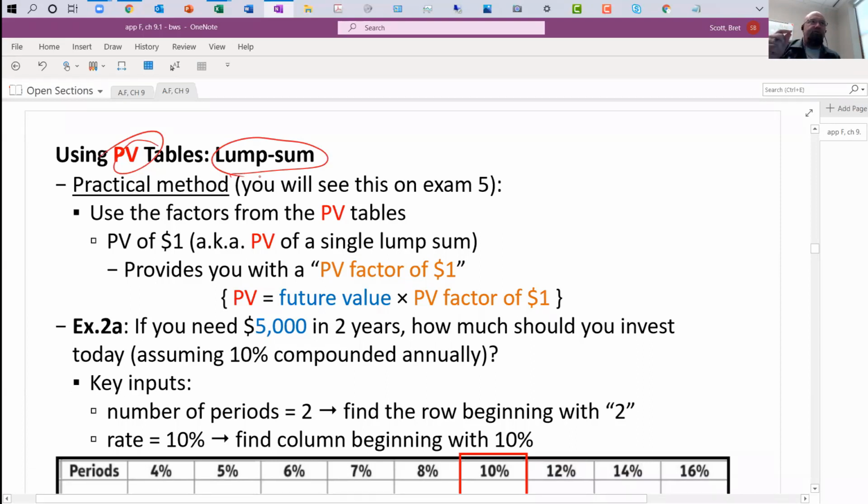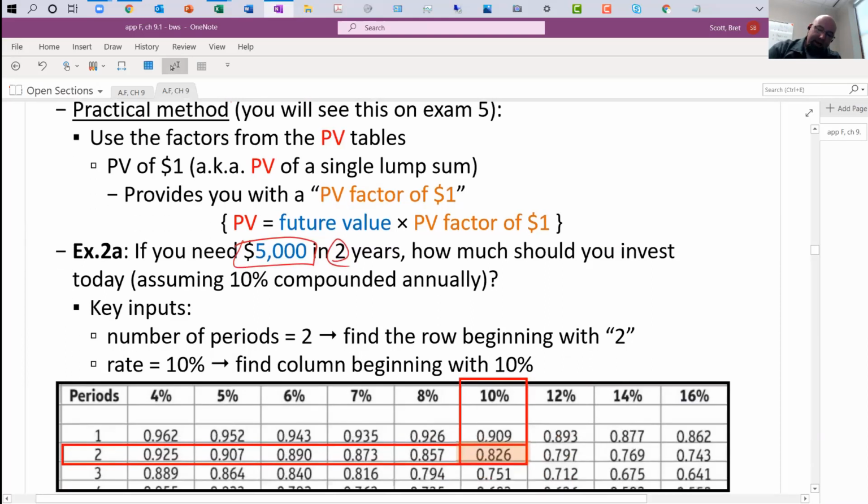In the case of a present value of a single amount, we know, for instance, that we need $5,000 in 2 years, 2 being our N, and we're assuming a 10% compounded annual rate. The key inputs when you're using a present value table are the number of periods and the interest rate that's being applied in the calculations.